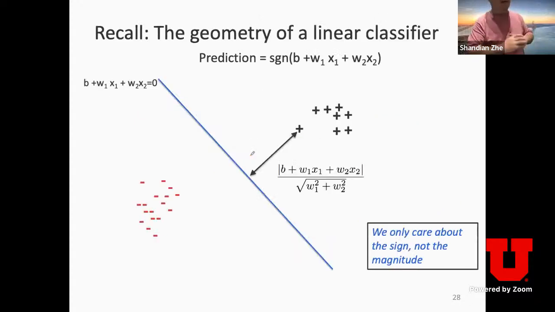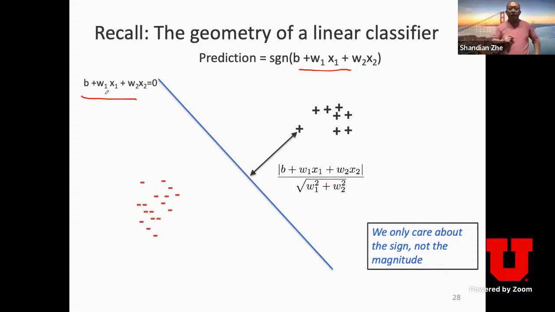So the key idea is as follows. If we recall the geometry of linear classifiers, any linear classifier corresponds to a separating hyperplane. Algebraically, this hyperplane can be described by this equality: the bias parameter plus the weight vector dot product with the feature vector is 0. This is actually the classification boundary. All the examples on one side of the boundary will be classified as positive, and on the other side classified as negative.